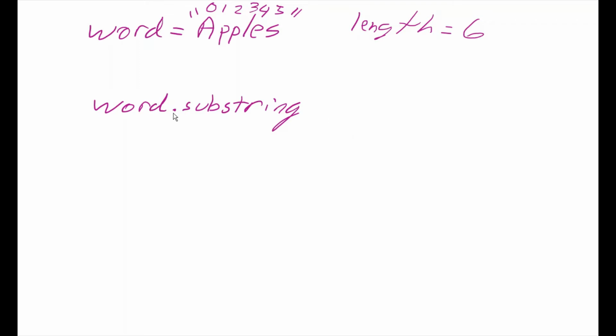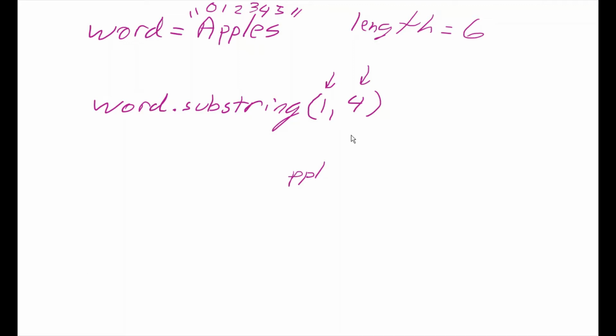Okay, so let's talk about what substring does. If I have a word called apples and I ask for the substring, substring means part of the string. So if I ask for the substring, let's say 1, 4, as you know, substring gives you a starting position. In this case, 1 is P, and it gives you every letter up to but not including the ending position. So if I ask for word.substring 1 to 4, it actually gives me what is at position 1, 2, and 3, which is P, P, L, right? Not including 4. Sometimes that confuses students.